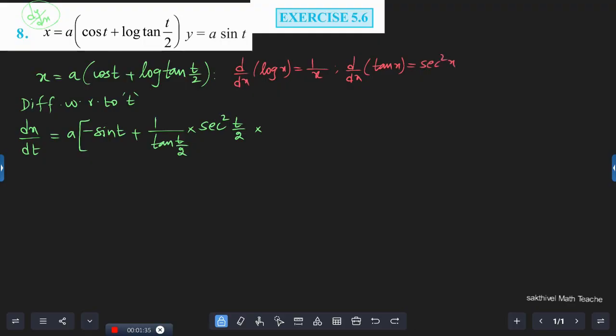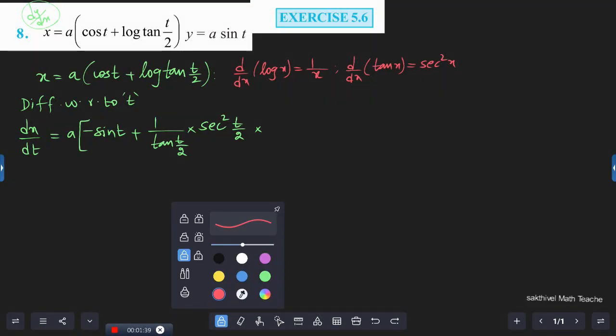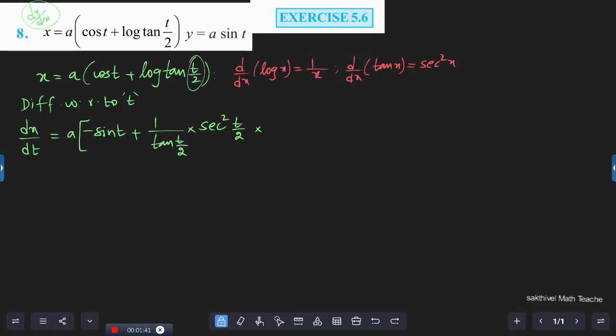And one more, what about the derivative of t by 2? The 1 by 2 is a constant, let it be. T when you differentiate will be 1. That's it. You have to do this carefully. Understand? Now let's simplify this. So we have a outside.